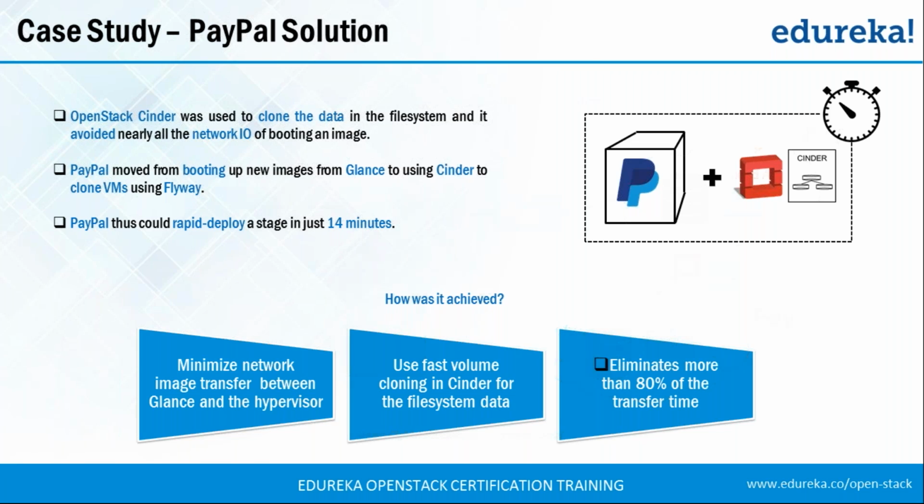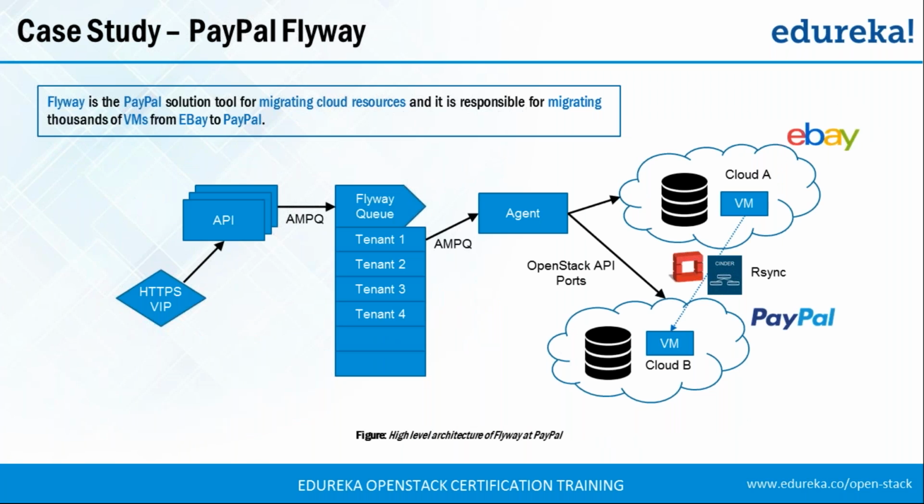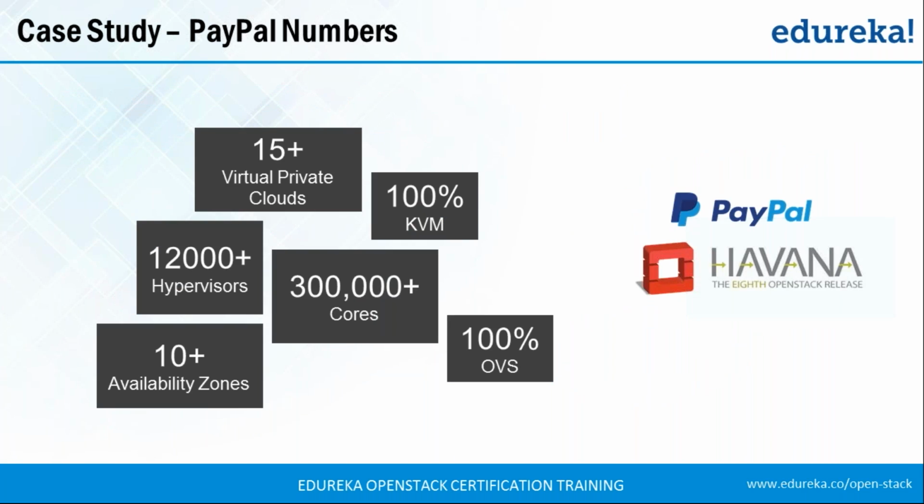So Flyway is the PayPal solution tool for migrating cloud resources. It is responsible for migrating thousands of VMs from eBay to PayPal. So PayPal has implemented OpenStack by using 100% KVM hypervisor. It has 12,000 plus hypervisors and 300,000 plus processor cores. And the entire networking is supported by Open vSwitch.